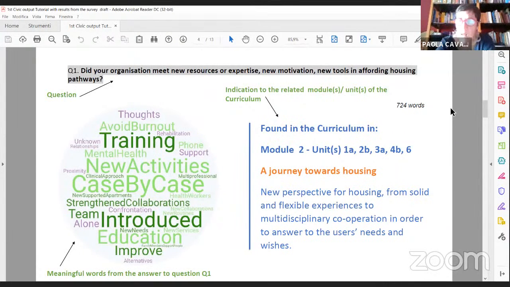But it was quite a challenge for us to look for a connection between the answers and the units in the curriculum. But it was quite easy to find units in the curriculum that could support this kind of issues that also came out during the pandemic.